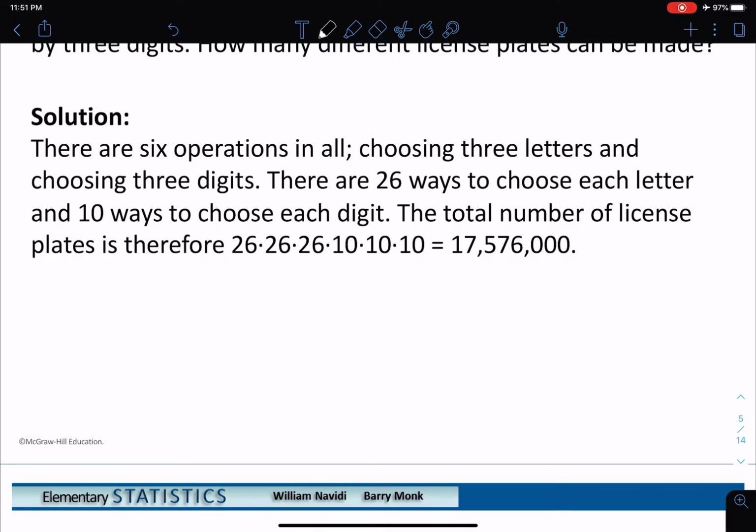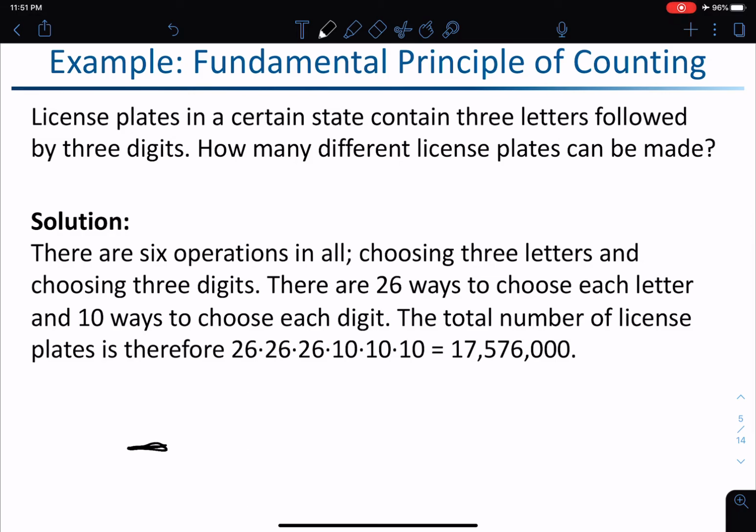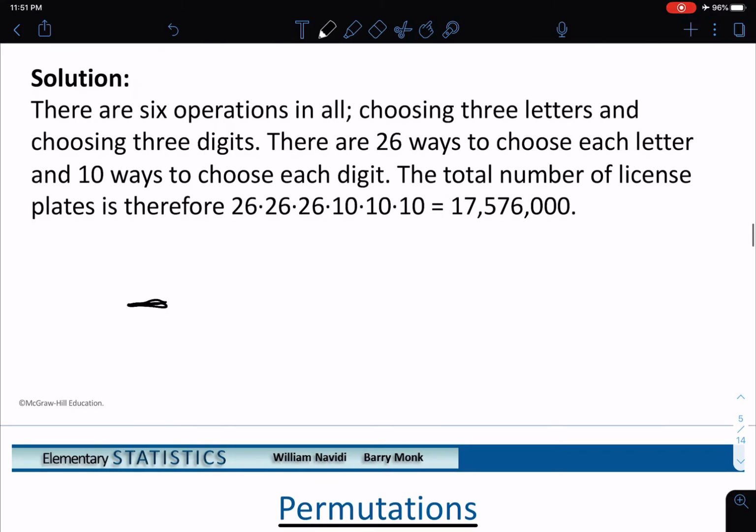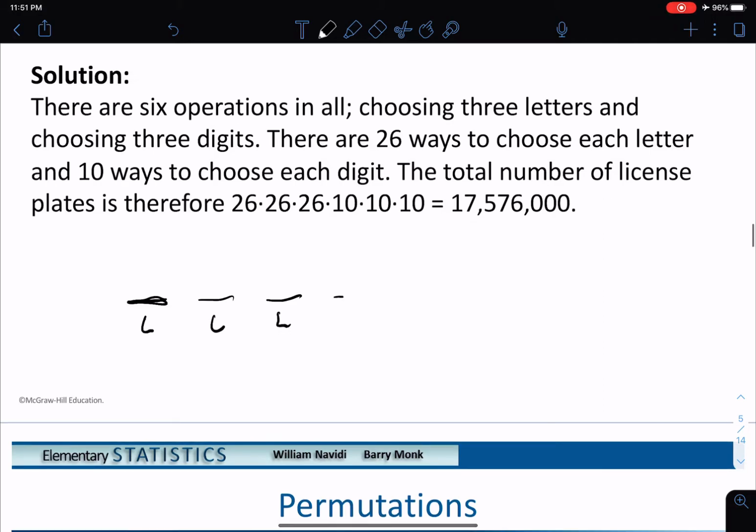You can see the solution right here, but I'm going to go ahead and just say it in my own words. It tells us the license plate contains 3 letters followed by 3 digits. Well, that means there's going to be a letter, a letter, a letter, and then 3 digits, digit, digit, digit. How many letters are possible in the alphabet? Well, there's 26, right? So 26 times 26. And then how many digits are possible? Well, 0 through 9, that's going to be 10.